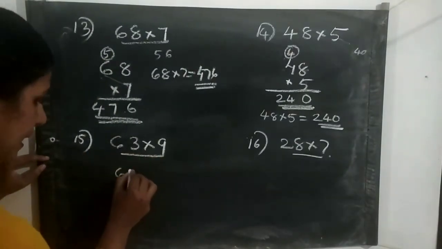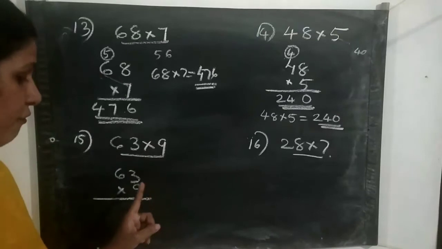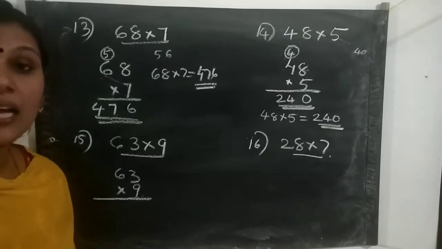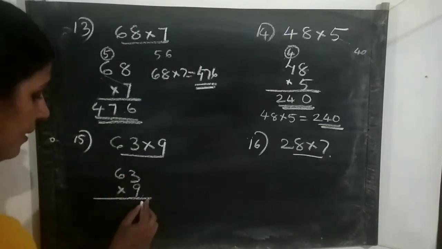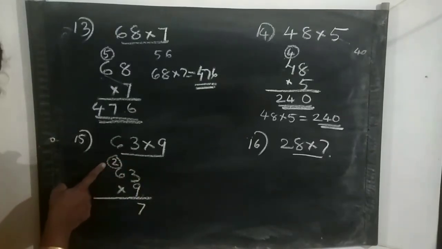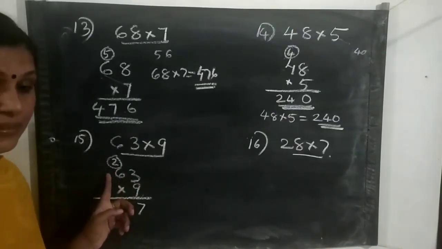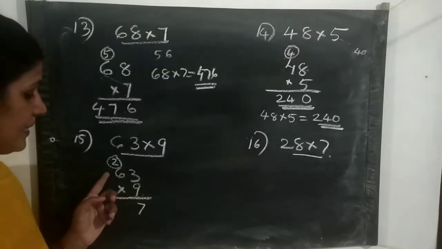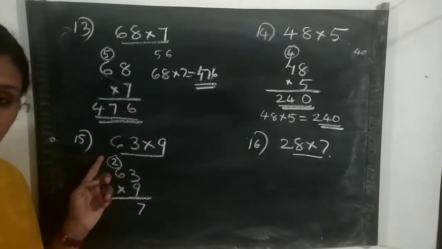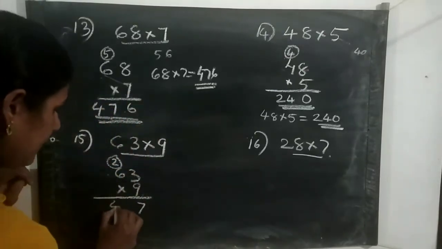Then next, question number 15. That is 63 into 9. First we multiply. 9 threes are what? 9 threes are 27. 27, we write 7 and 2 as the carryover. We write it on the top side of the 6. Okay. Then 9 6s are what? 9 6s are 54. 54 plus 2 is what? 55, 56. That is 56.